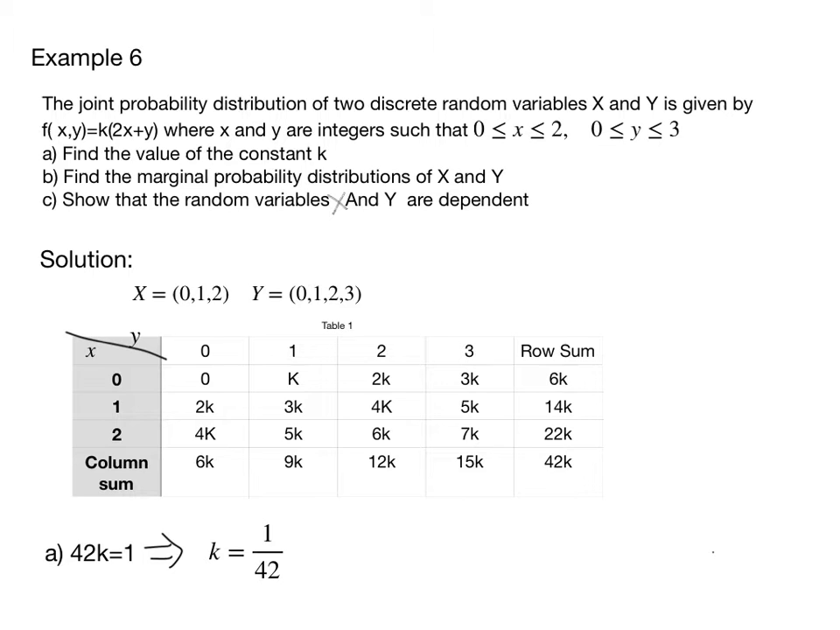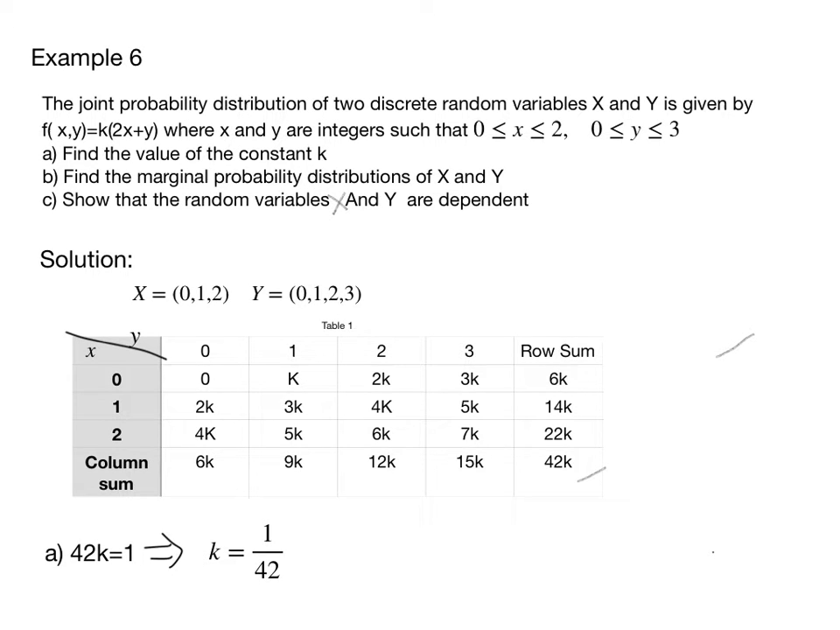Now it is given that x and y take the values between 0 to 2 and 0 to 3, that is x lies between 0 and 2. So in the table I let x be 0, 1, 2, and similarly y be 0, 1, 2, 3. Using these values of x and y in the given function f of x y, I get the different values of the table as 0, k, 2k, 3k and so on. Before I proceed with the marginal distribution, find the row sum and the column sum, which comes to 42k.